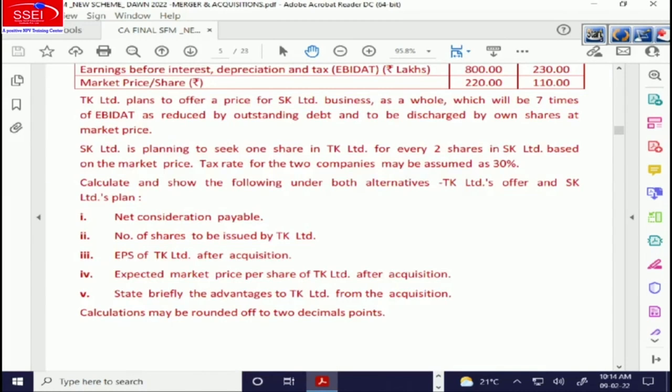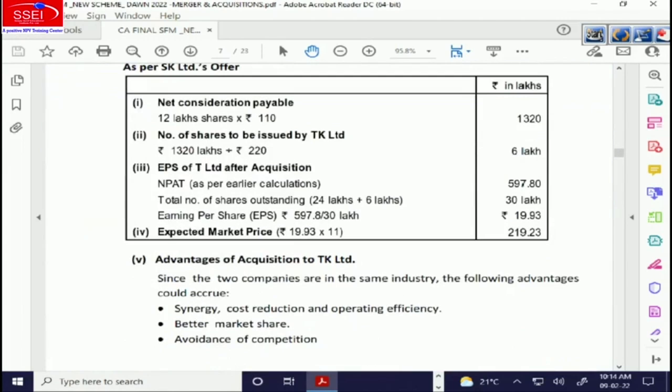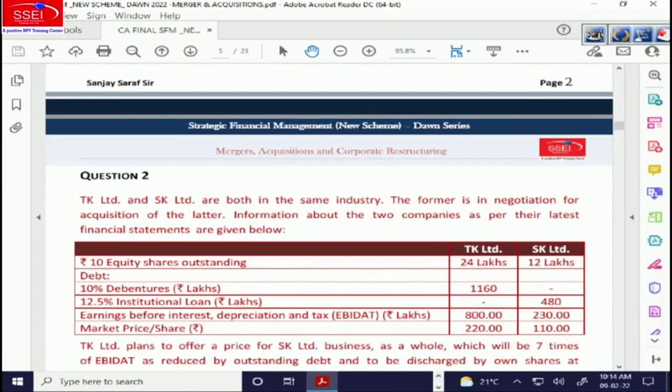So that into the P/E ratio. The P/E ratio was 11.03, so 11.03 into 19.93 equals 219.79. That's the answer, the market price. So it's a very, very simple question. But I've seen with many students in the exam that they can't do the simple sums. They make silly mistakes and then ask for part marks.